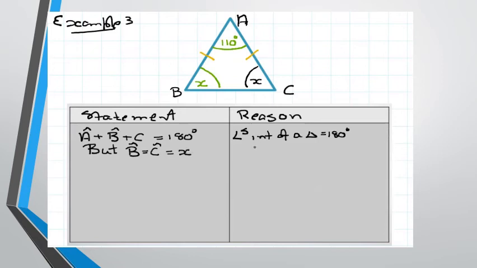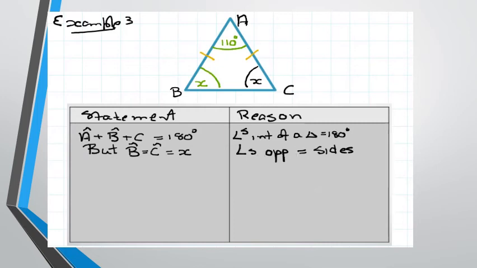Now the reason that we're going to give here is that the angles opposite equal sides. And this one is important. We do not refer to the base angles. We refer this time to the angles opposite equal sides in this particular case. So I'm referring to the angles. The sides are given to me to be equal. So it's the angles opposite equal sides. Very important, that one. So I do not refer to the base angles.